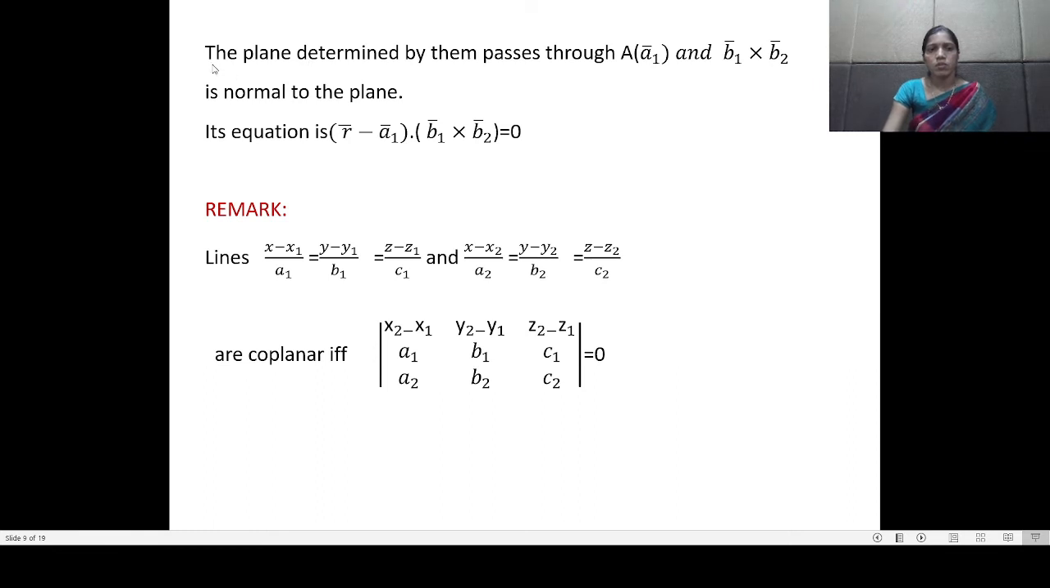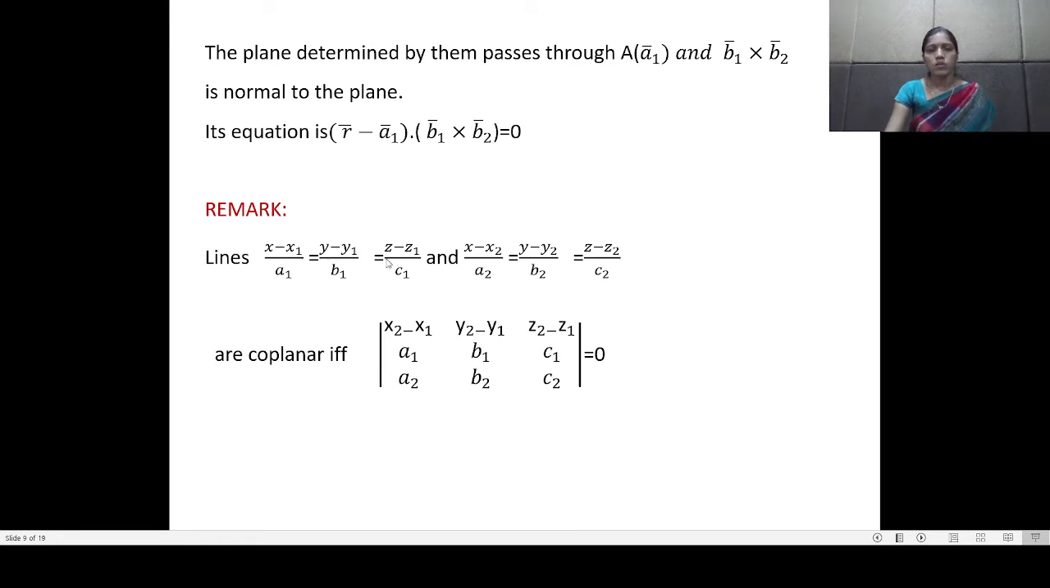Now the plane determined by them passes through the point A with position vector a1 bar, and b1 bar cross b2 bar is normal to the plane. So the equation of the plane is r bar minus a1 bar dot b1 bar cross b2 bar is equal to 0. So let's see the remark.